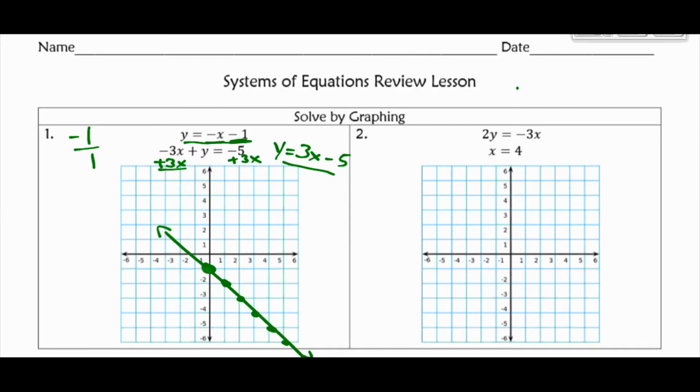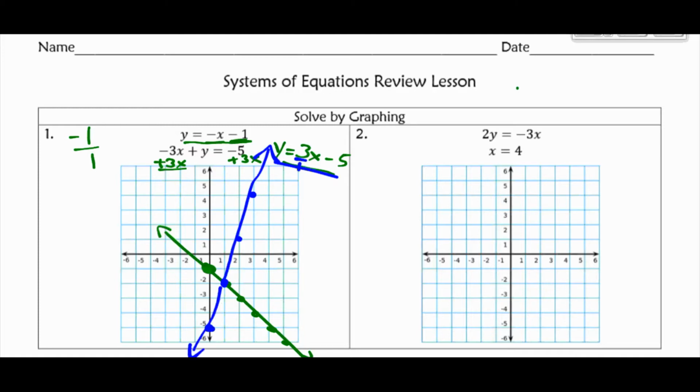The second one has a slope of 3 and a y-intercept of negative 5. So I start at negative 5, and from there I have a slope of 3, which is 3 over 1. So I'm going to rise 3 and go over 1: up 1, 2, 3, over 1, up 1, 2, 3, over 1.